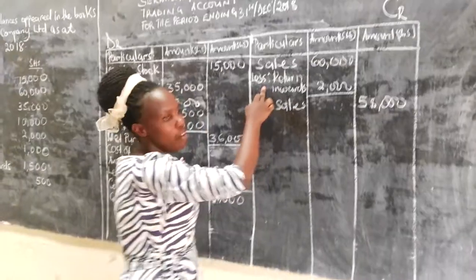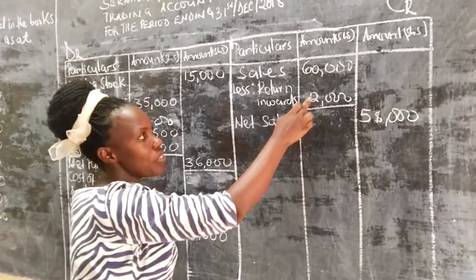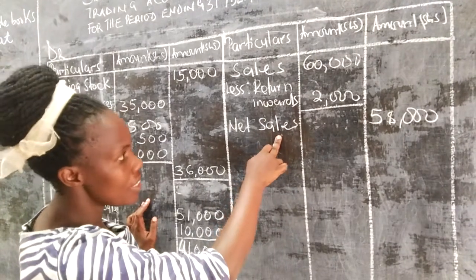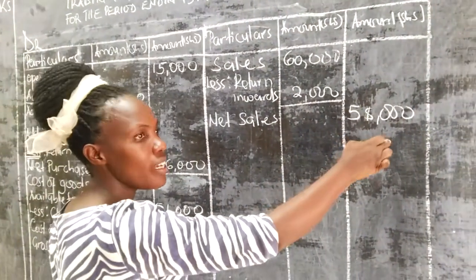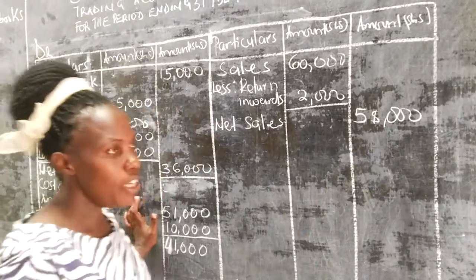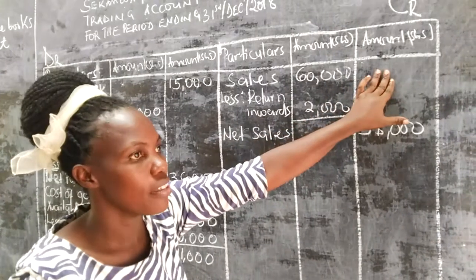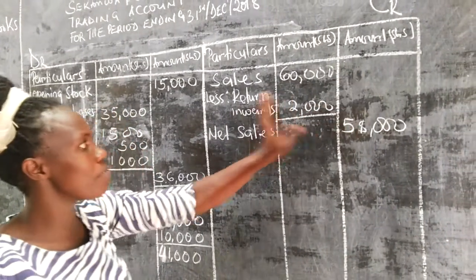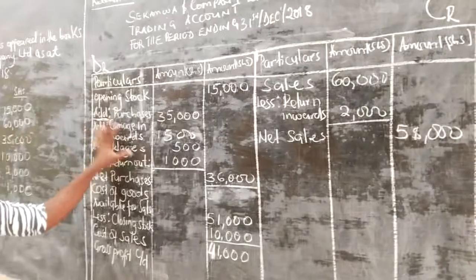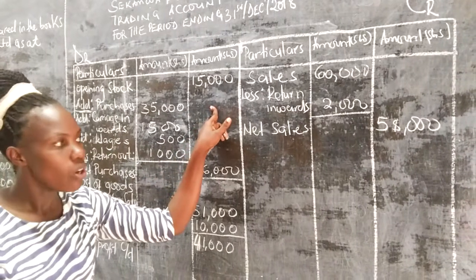Now, on this side, we have the sales, which is 60,000. And in our number, we had return inwards, which is 2,000, and we say 60,000 minus 2,000, we are getting net sales in the second column, 58,000. Now, if we only have sales, we take 60,000 direct in the last column because it will not be affected. If we only have purchases and there are none of these others, we take this direct in the last column.